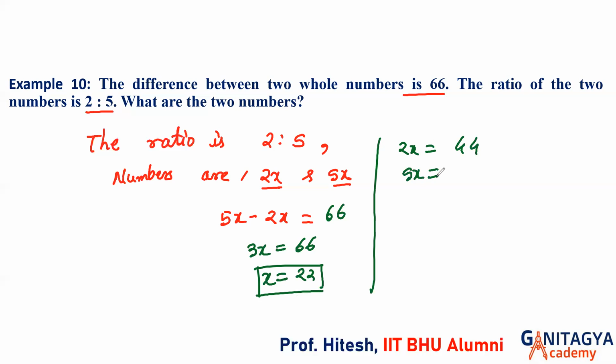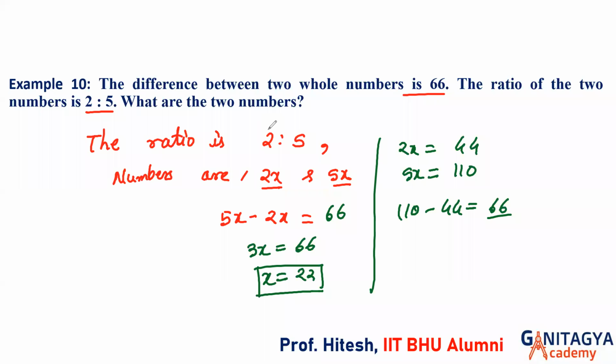5x will be how much? 5x will be 110. Okay. So the difference is 110 minus 44. Hence it must be 66. Definitely it will be 66. Okay. Please write it down and let me know when done and ask me if any doubt.